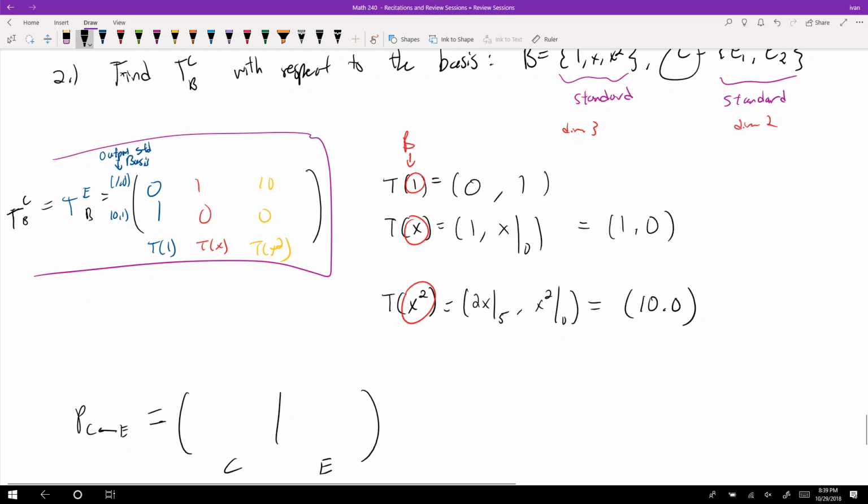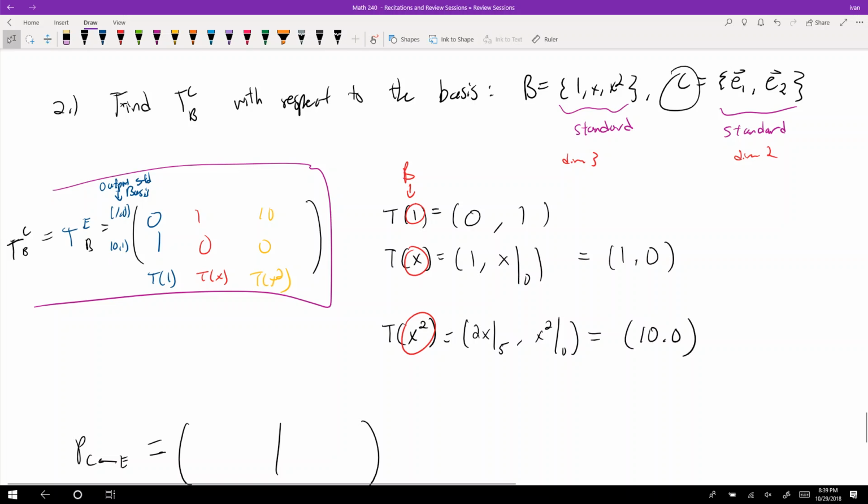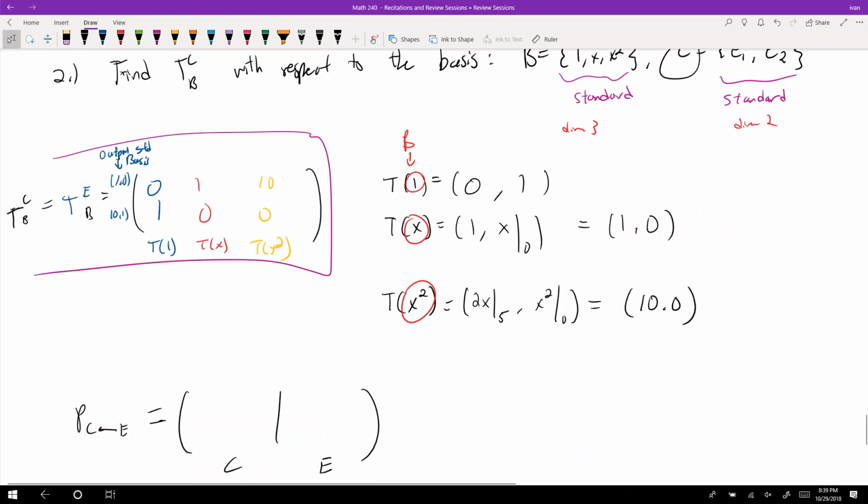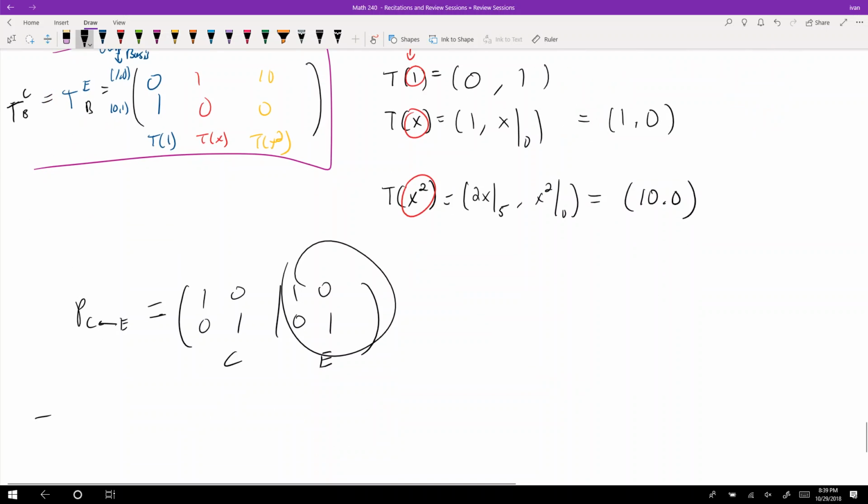1001, right? Because it's just the standard basis. That's what C is. Okay? And what do I put in E? Yeah, 1001, because E is the standard basis as well, right? So we're done, right? Since the left-hand side is the identity matrix already, so then this would be your change of basis matrix. And then you'd multiply it out in front, right?